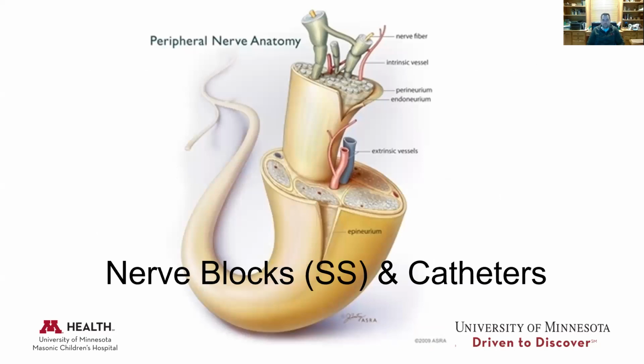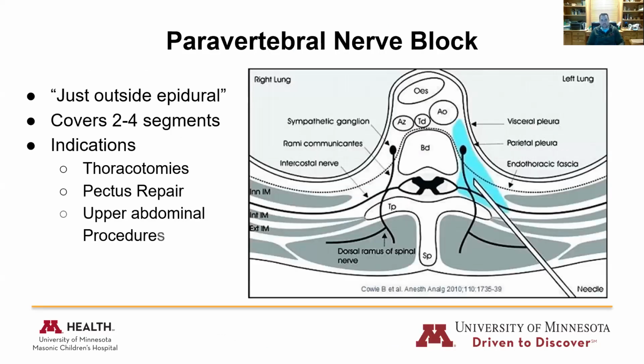Talking a little bit about nerve blocks and catheters, I'll start with the peripheral nerves in this case. One of the most commonly used ones at this point are paravertebral blocks, and those blocks are basically just outside the epidural space. So if you look at the picture here, you see the spine, and the needle is being advanced basically past the spine, right in the space next to the epidural space, and you can inject local anesthetic there or thread a catheter in the space.